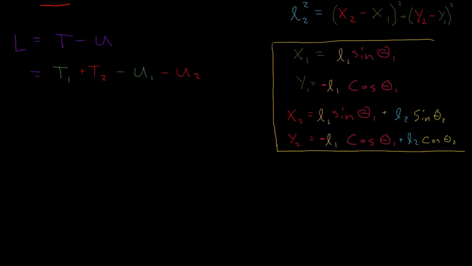Now let's write out T1. Let's write it in rectangular coordinates first, right? So m over 2 times x dot squared plus y dot squared.